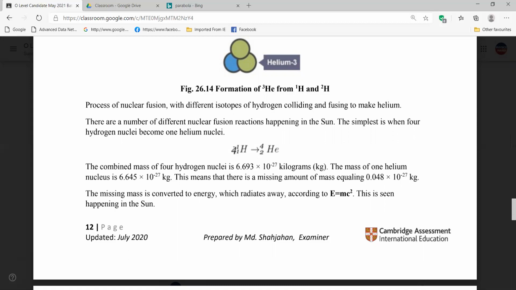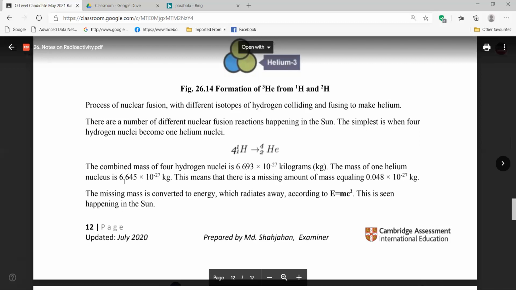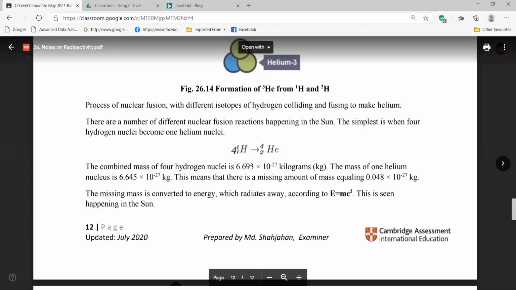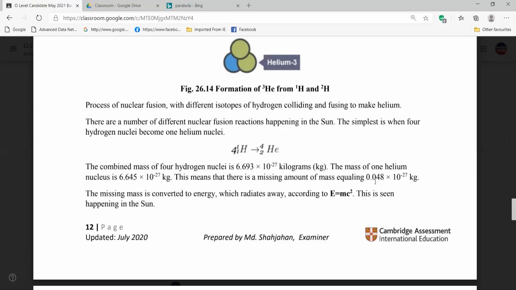And from these four, we are getting helium, right? Helium has two protons and two neutrons, so the mass of one helium comes to 6.645 times 10 to the power minus 27 kilograms. It comes like this because there is some mass difference between protons and neutrons. Here we have some extra mass and here some less mass. If you subtract, you get the difference, which is 0.048 times 10 to the minus 27 kg.